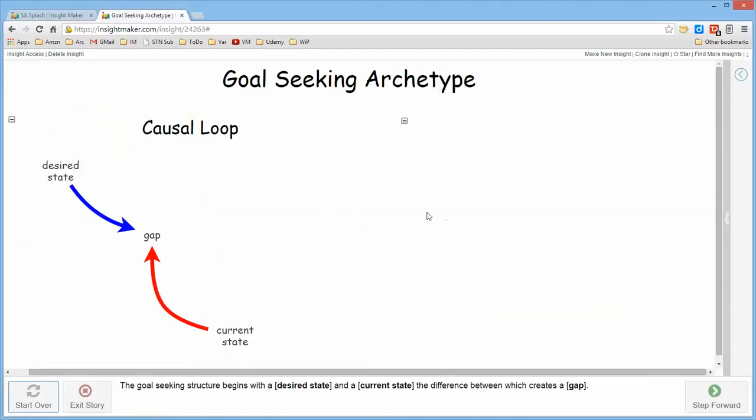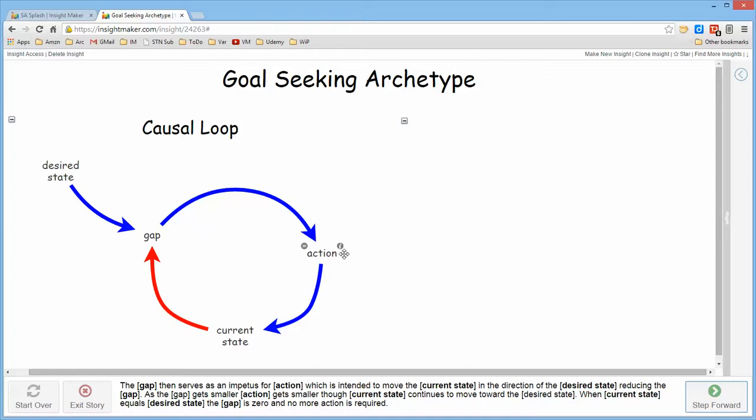The goal-seeking archetype begins with some desired state, something that you want to come into being, which is contrasted with some current state, and the difference between those two creates a gap. That gap then serves as the basis for action intended to move the current state in the direction of the desired state, so that as action moves the current state in that direction, the gap gets smaller and smaller. And once the action has actually achieved its intent of moving the current state to the desired state, the gap is zero, and therefore there's no more basis for action, and action stops.